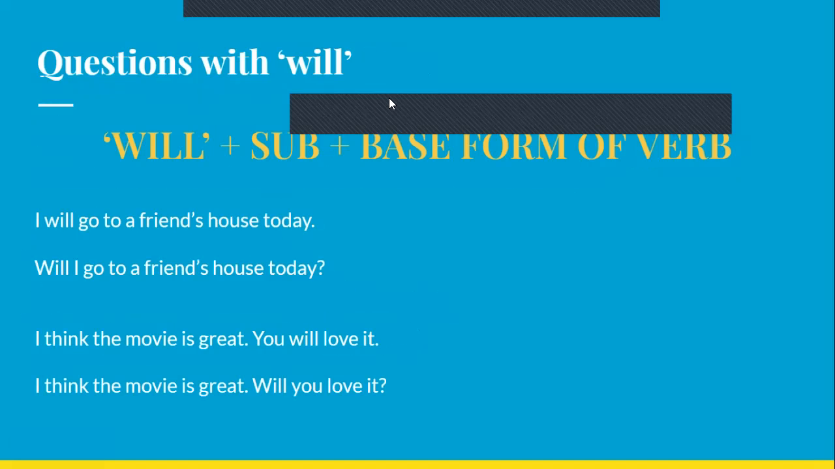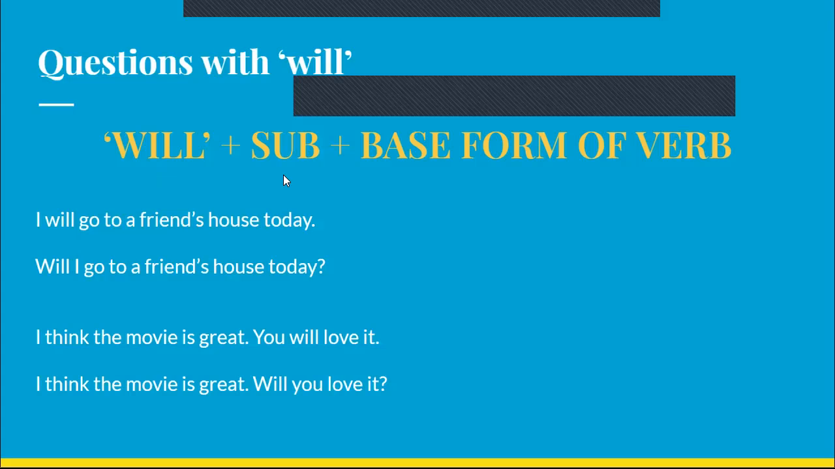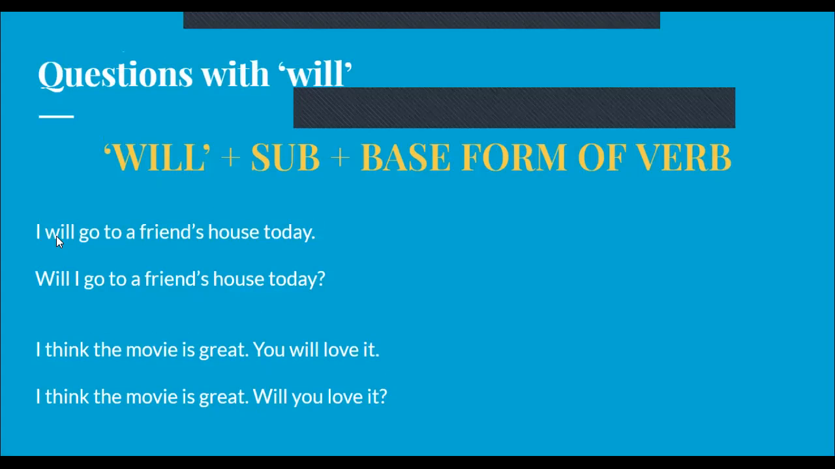Questions with will. The question form is will plus subject plus base form of the verb plus the rest of the sentence. So will and the subject change positions, like in going to. I will go to a friend's house today.